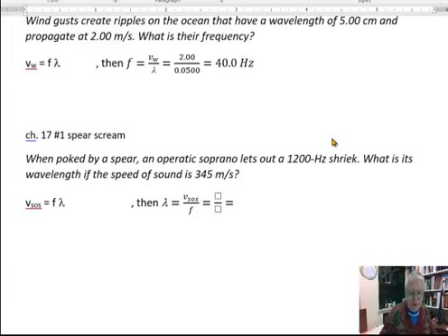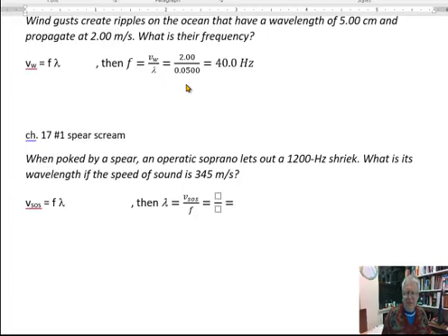All right, this is the next one that I'm going to do. I call it the spear scream. When poked by a spear, an operatic soprano lets out a 1200 hertz shriek. What is its wavelength if the speed of sound is 345 meters per second?